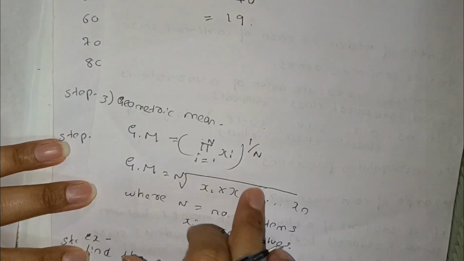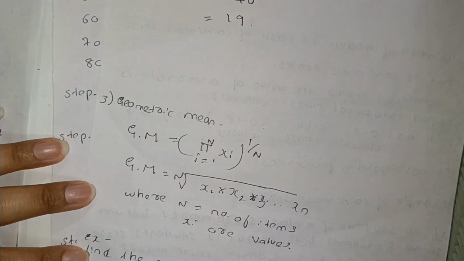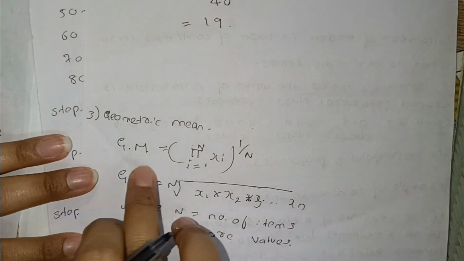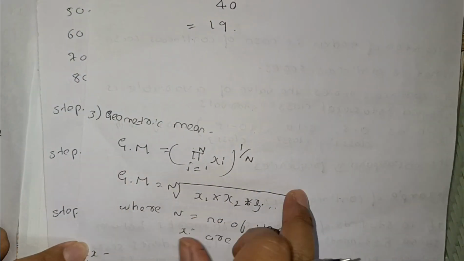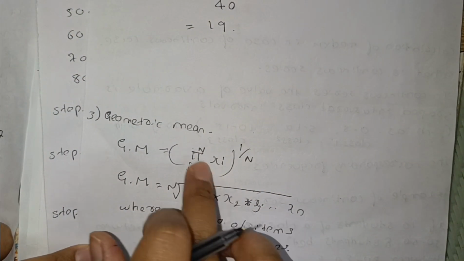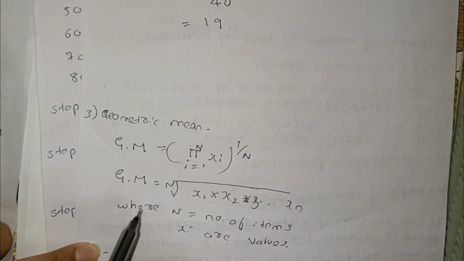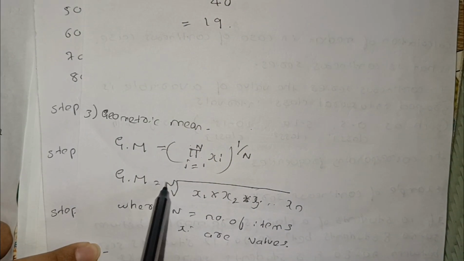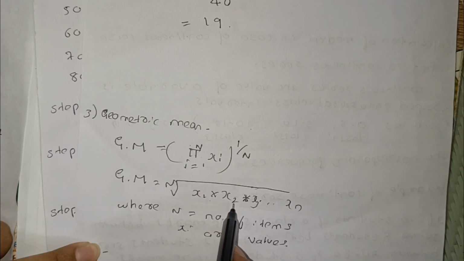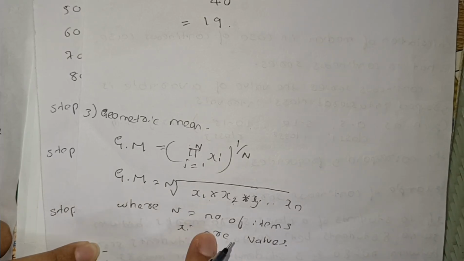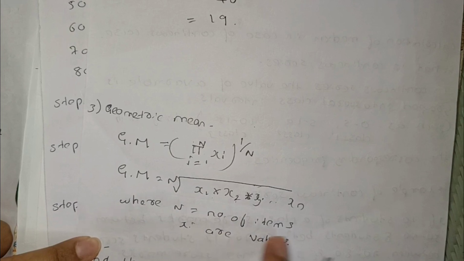Next, here comes the geometric mean. This is the formula used to calculate the geometric mean: product from i equal to 1 to n of xi, the whole power of 1 by n. It can be also written like this: nth root of x1 into x2 and so on up to xn, where n is the number of items and x are the values.